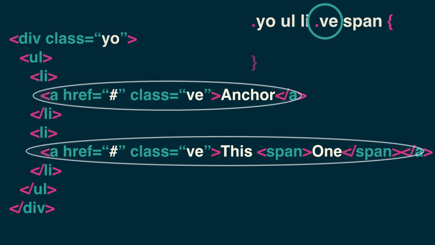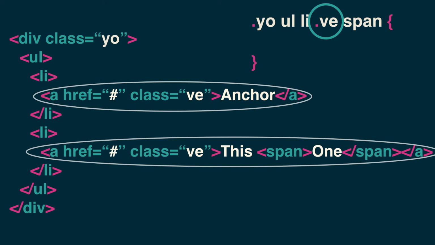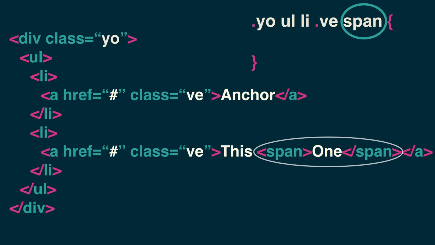And then once we go to the class VE, that actually gets us both of the anchor tags. If we had stopped here, we would have been styling both of the anchor tags. You can use this to your advantage when, for instance, you have a lot of elements that you want to look alike or that share some functionality, so you give them the same class. Then you can style both of them by class. And finally, we get all the way to what we wanted to do.